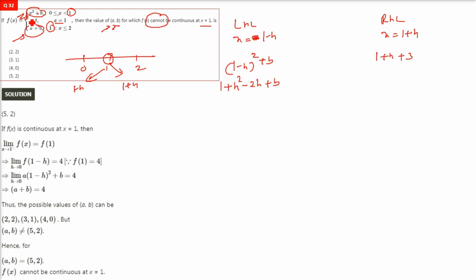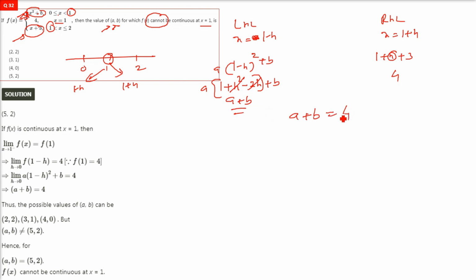and this is a, please remember it is a into x² + b. So we'll just include this a here. So a into 1, because we have to talk about a and b both. So a into x² + b it is. So a(1 − h)² + b, you can just cancel h², −2h, a + b it is. On the right hand side it is going to be 4 directly. So a + b is equal to 4.